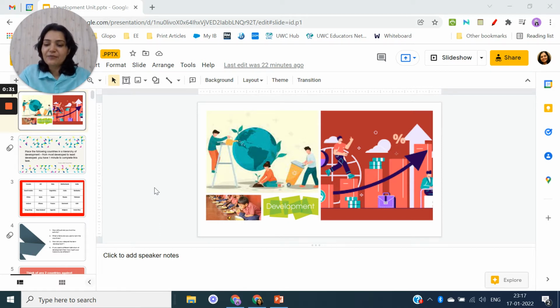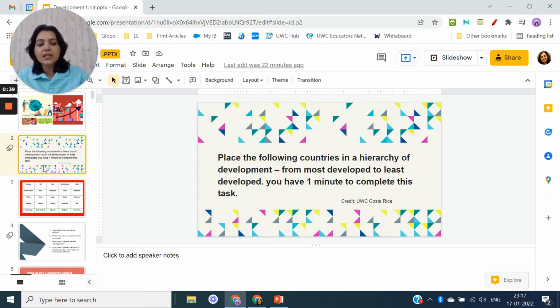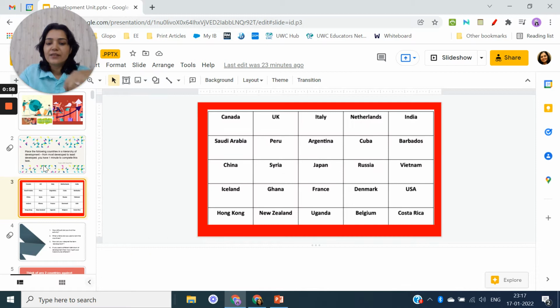So let's get started with some warm up of the brain, and the activity is, I'm going to show you some countries, and you have to put them in hierarchy of development from most developed to least developed countries. All right, sit with a pen and paper. You may pause it in between and you can write it down, right? So these are the countries. You have very limited time. Just put them in the order from the most developed to the least developed.